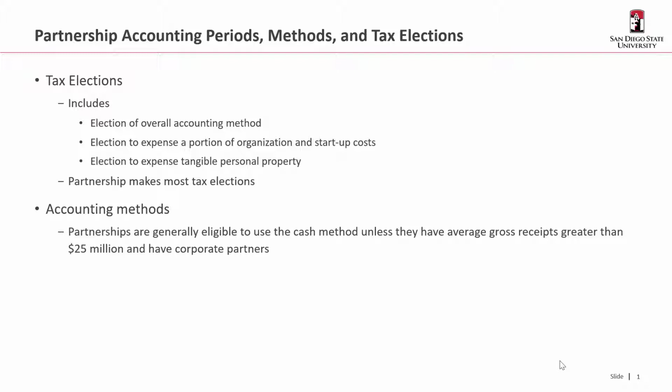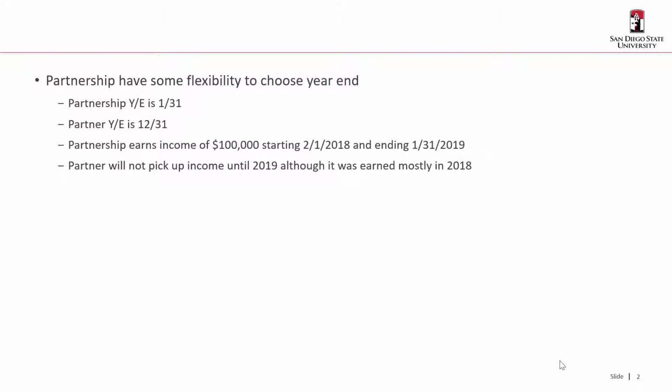From an accounting method perspective, partnerships are generally eligible to use the cash method unless they have average gross receipts greater than that magic 25 million we talked about back in Chapter 9, starting in 2018, and have corporate partners. They can have well in excess of 25 million of gross receipts if they have no corporate partners and still use the cash method. So partnerships do have some flexibility in choosing what year end they want.